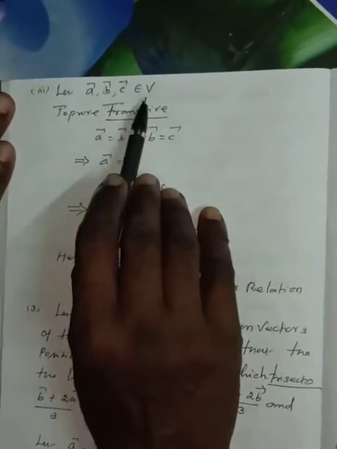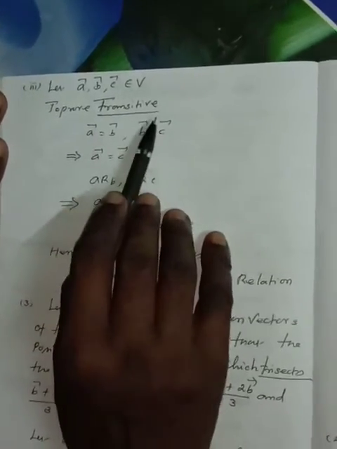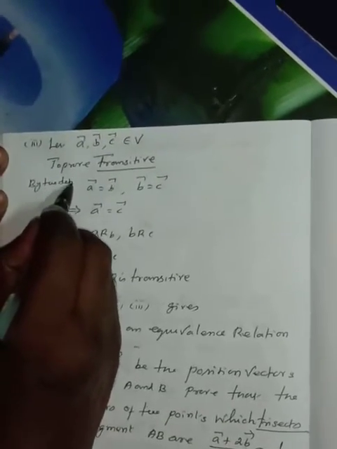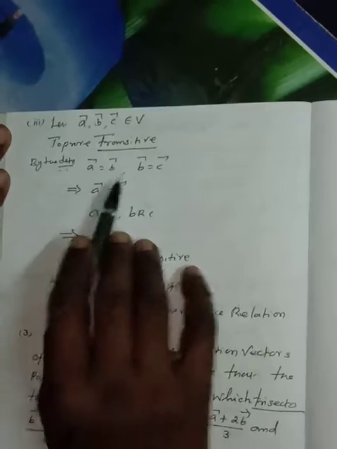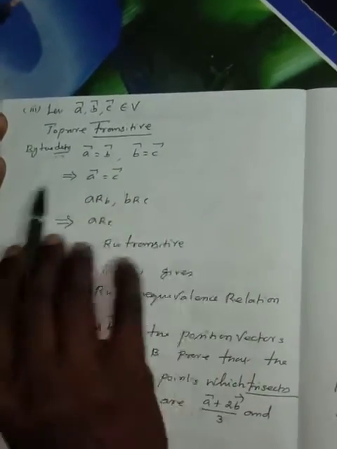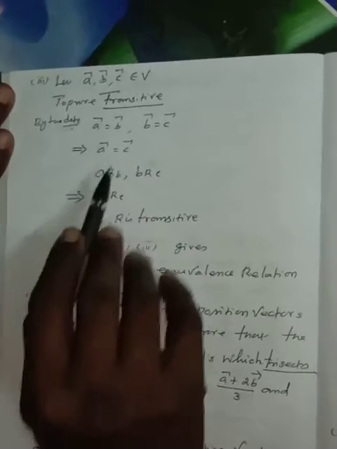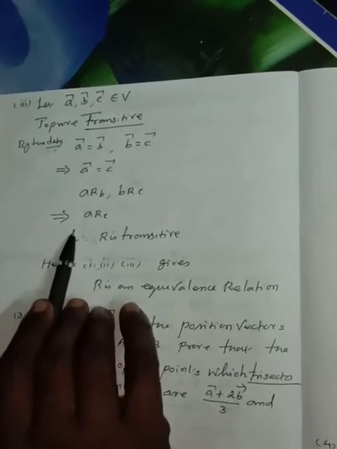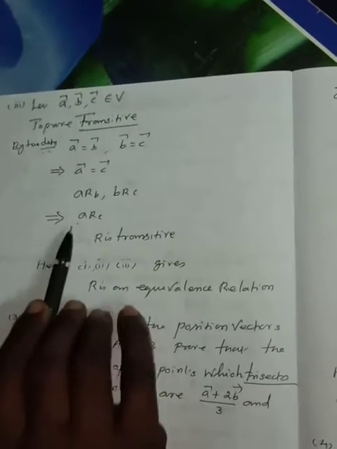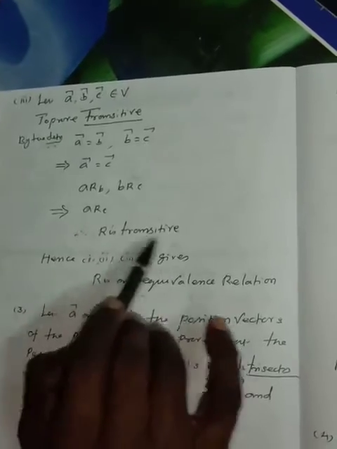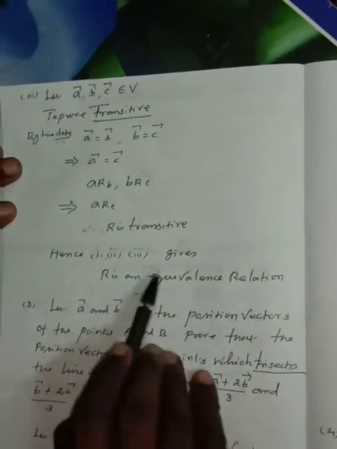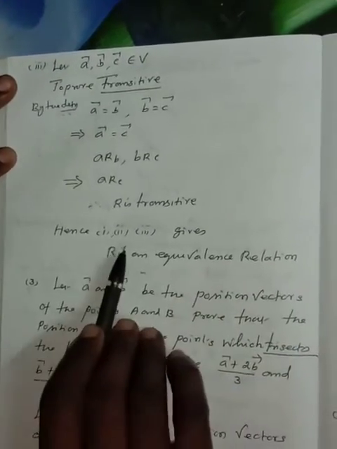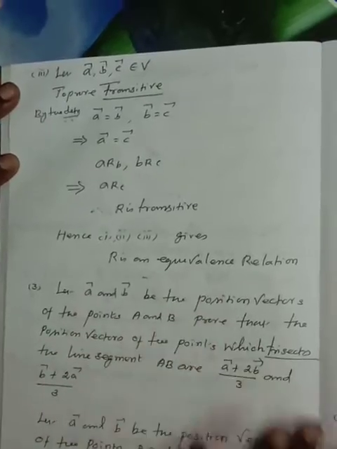Let vector C belong to V. To prove transitive, by the definition, vector A is equal to vector B and vector B is equal to vector C. This will imply vector A is equal to vector C. This means A is related to B and B is related to C, which will imply A is related to C. So R is transitive. Hence, numbers 1, 2 and 3 give that R is reflexive, symmetric and transitive. Therefore, the relation R is an equivalence relation.